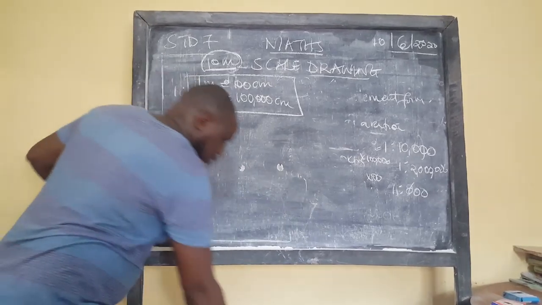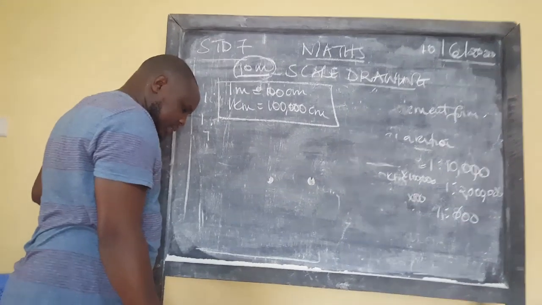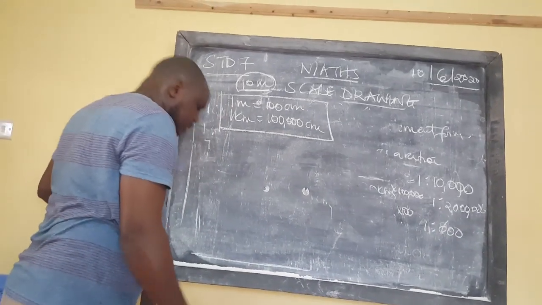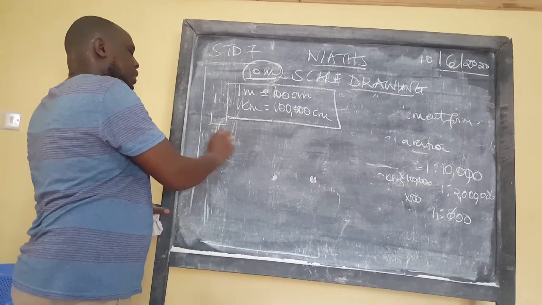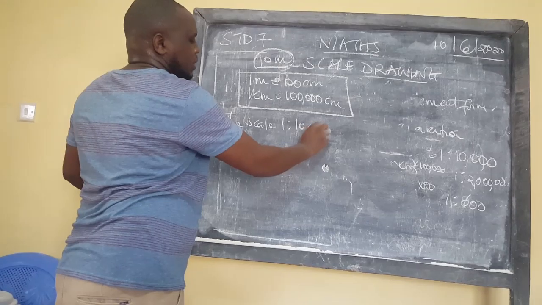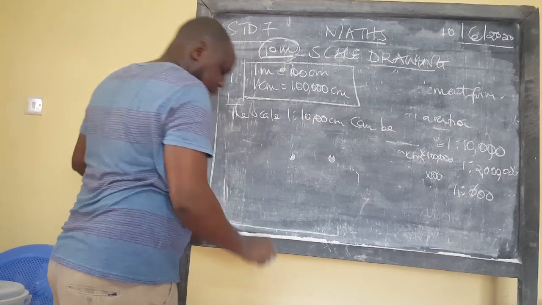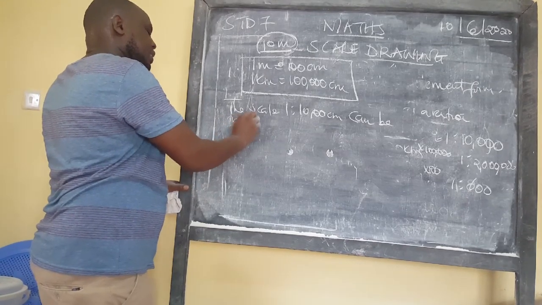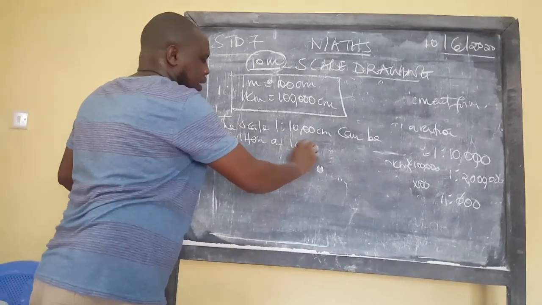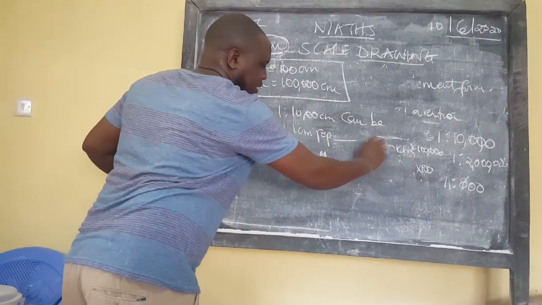Now, in exercise number 2, that number 3, complete the following statements. The scale 1 is to 10,000 can be written as 1 centimeter represents dash meters.